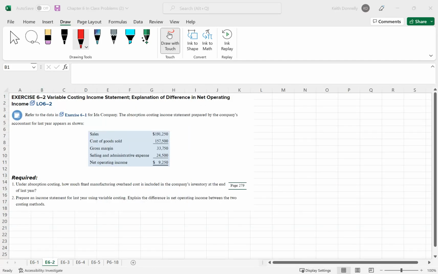All right, let's check out exercise 6.2 here. So first off, it says referring to data in exercise 6.1. All right, so we're going to be referring back to this tab over here to get some data. It looks like the absorption costing income statement. So what color did we make absorption? We made that yellow. Okay.